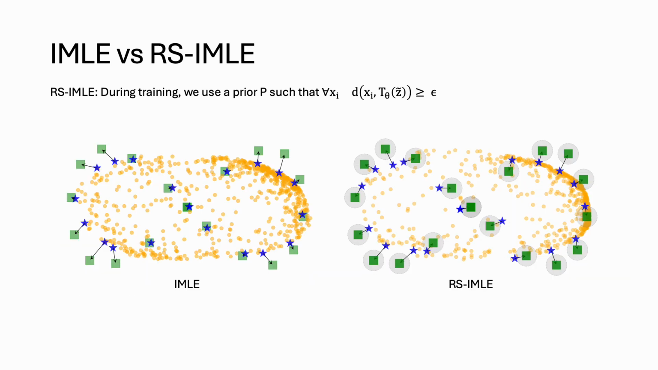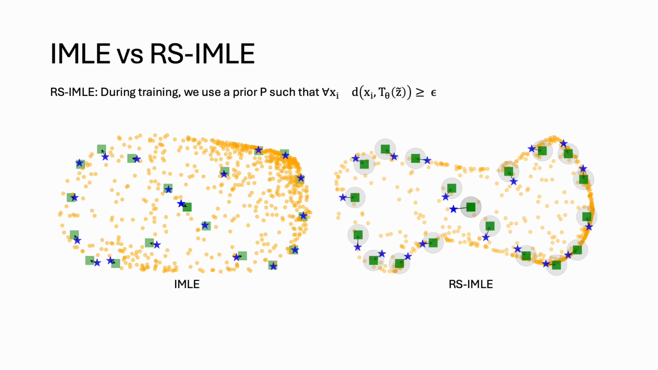In order to address this misalignment issue, we propose a novel approach. During training, we change the prior such that for all data points, we only select samples which are at least epsilon away from all data points. This epsilon can be shown on the figure on the right, by these gray circles. So for training we only select points, indicated by the blue star, that are at least epsilon away from the training data points, which are denoted by the green squares.